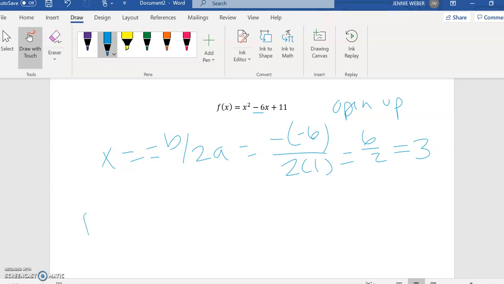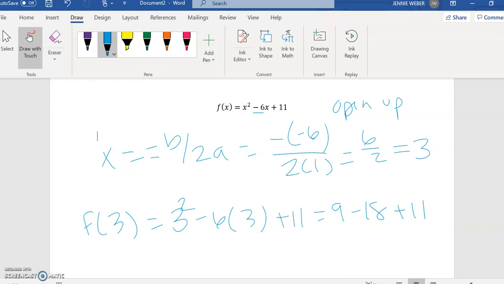Now I need to go back and find out what the y-coordinate is, so I'm going to put that into my equation. So then I have 9 minus 18 plus 11. So 9 minus 18 plus 11 should be 2. Okay, so then my vertex is (3, 2). So that's my first piece of information.